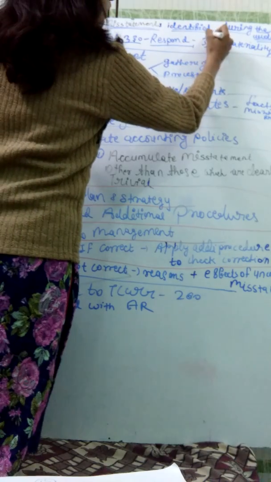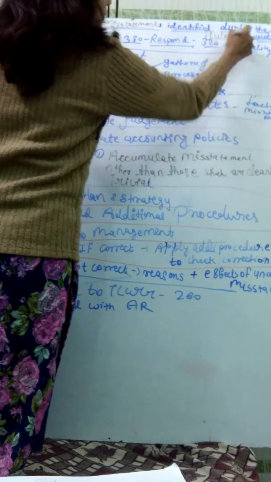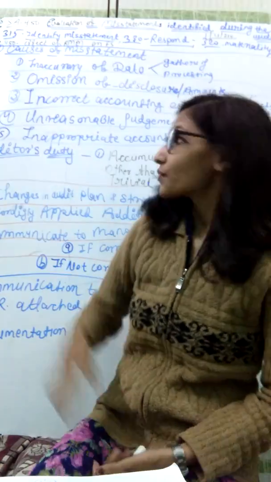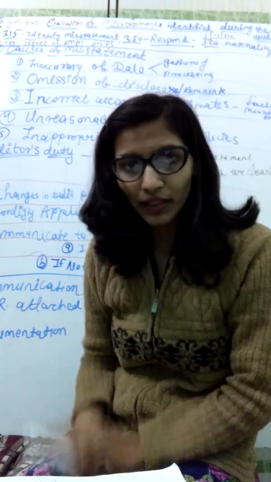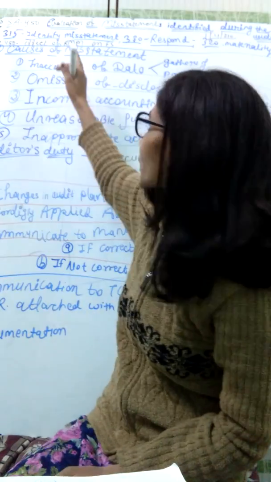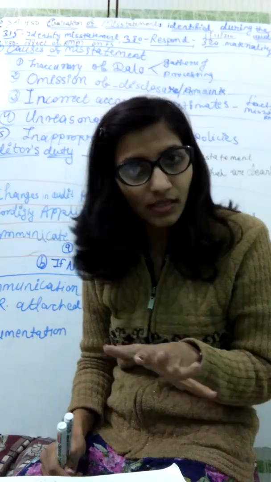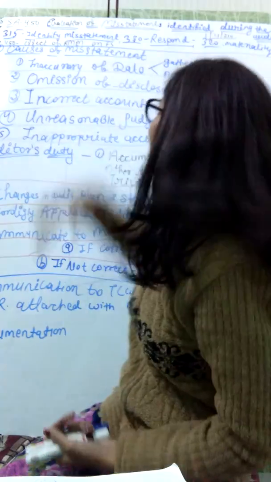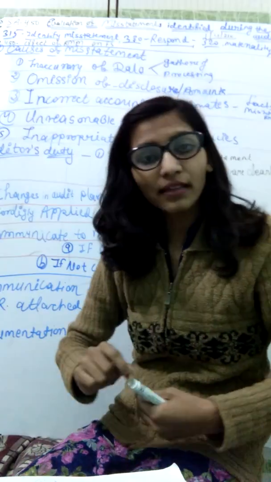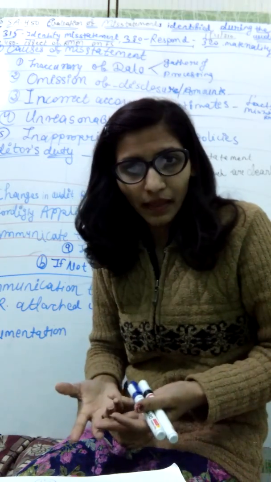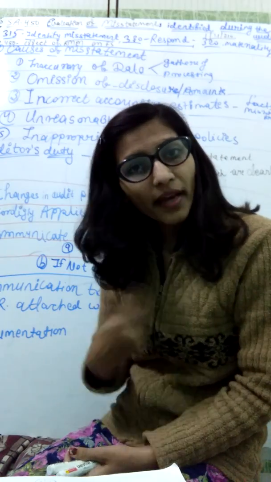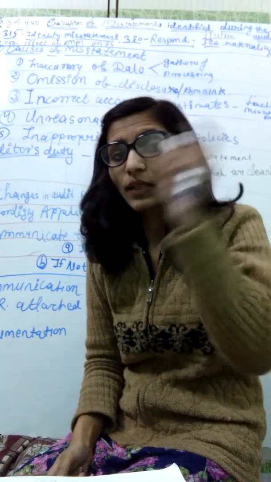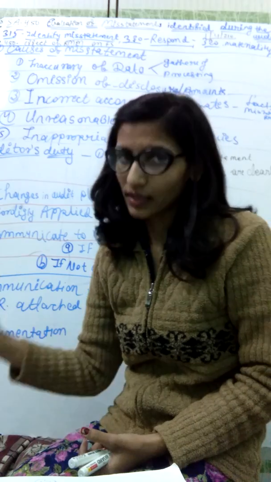on 1/4/2010. Okay, so if you talk about 450, when we talk about 315, in 315 we identify the misstatement, then in 330 we respond to those misstatements, and then in 320 we decide what's the material misstatement, and now in 450 we evaluate the effects of those material misstatements on financial statements.